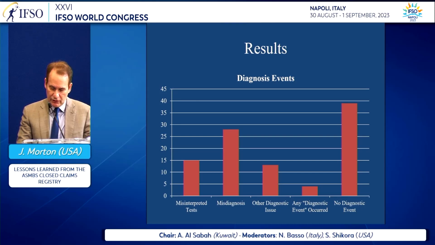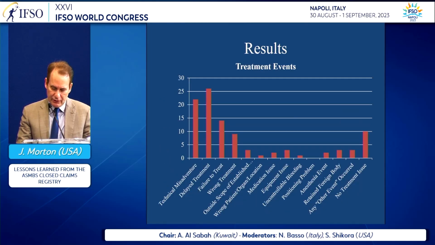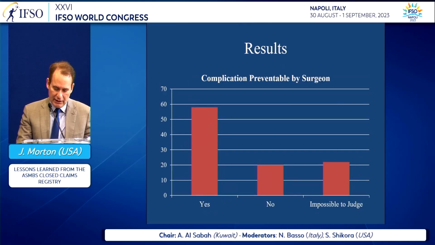Here are some of the results as to what happened. The diagnostic events weren't that common, but of the ones that were related to diagnoses, a third of them, or about a quarter, were due to misdiagnoses. These are some of the different treatment events, and you can see there that most of them were delayed treatment. That was a recurrent theme. It was obvious people knew there was something going on, but they delayed either getting a confirmatory diagnostic test or going to the operating room, but it was pretty evident that delay in treatment is what led to many of these issues. Complication preventable by surgeon, the consensus from the group was a little over half could have been prevented.